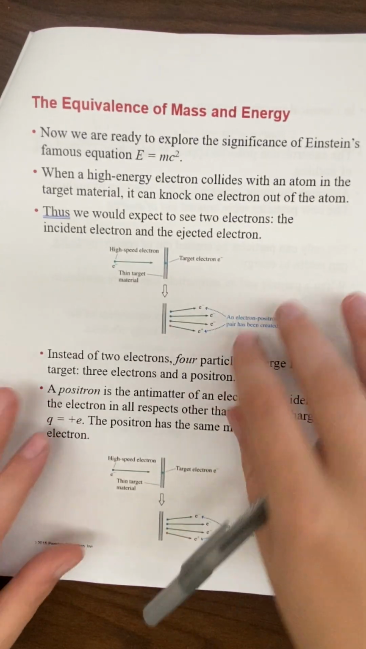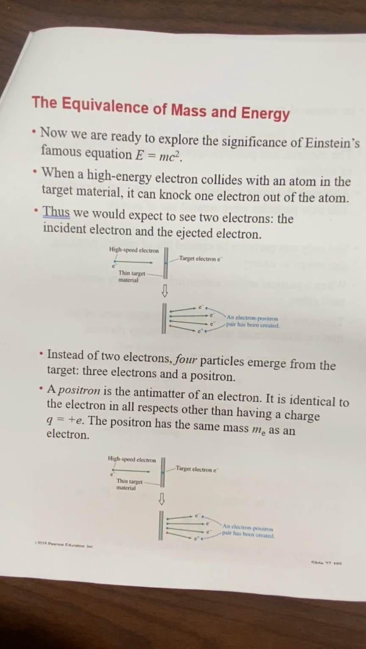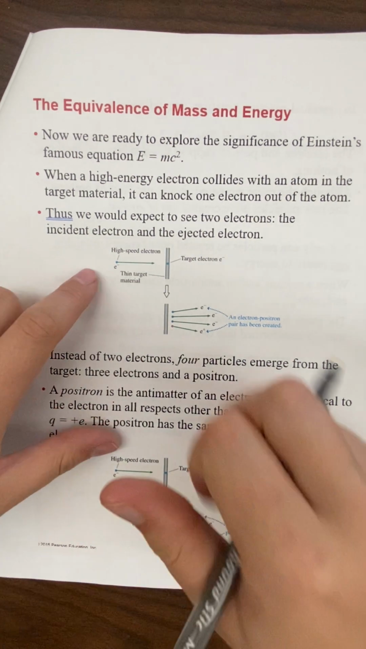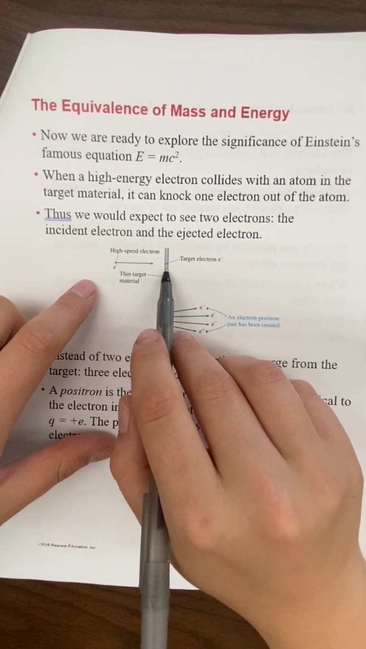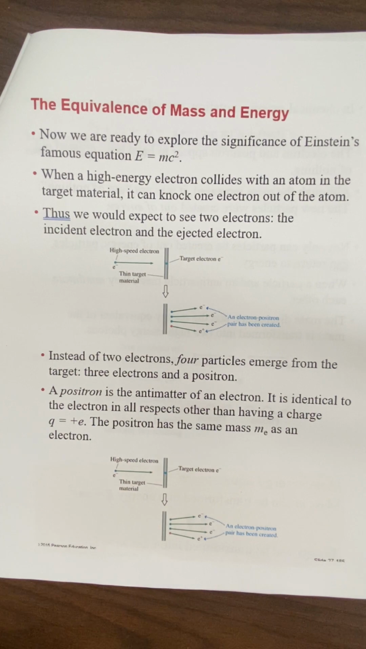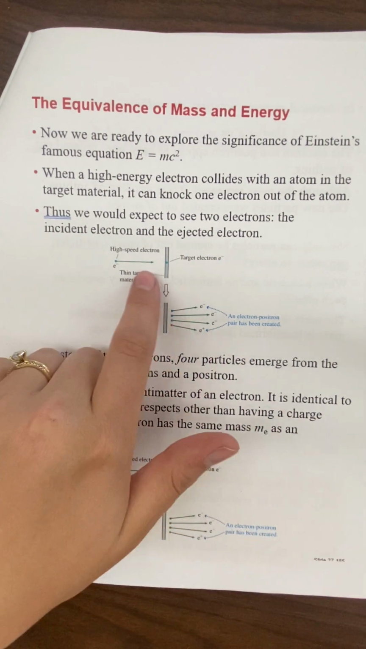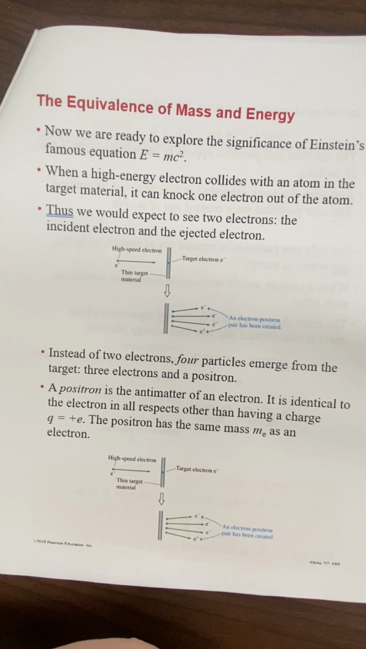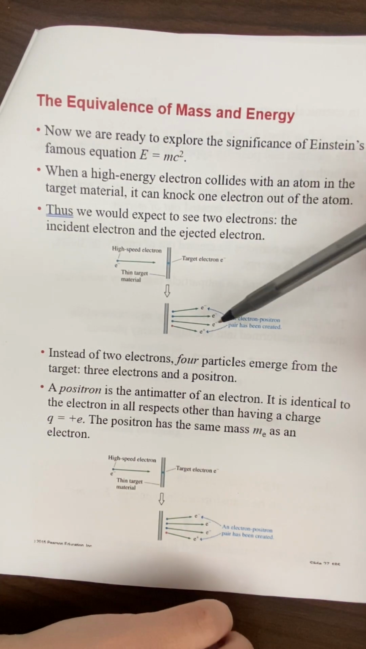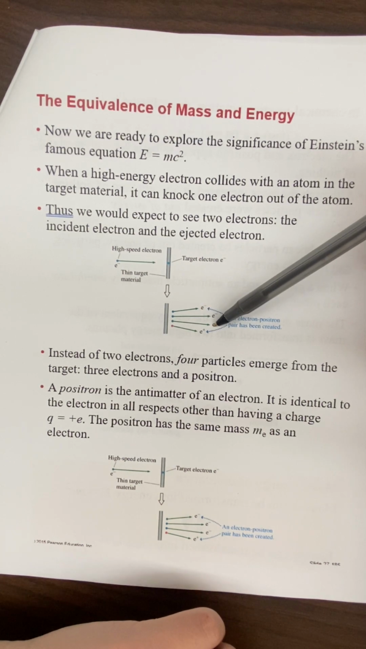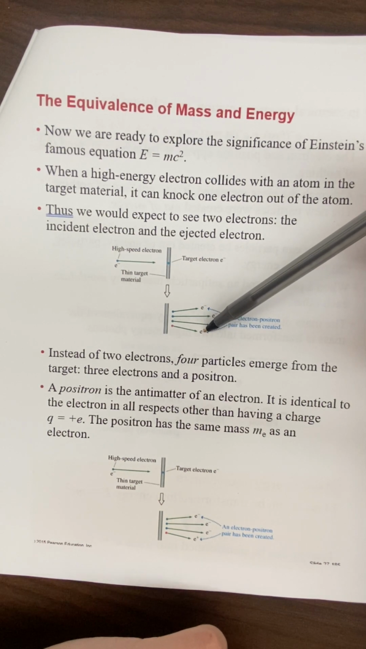All right, so let's talk about processes that actually convert mass into energy. So when we have a high energy electron colliding with an atom in a target material, it can knock out another electron. So here's an image of that. We've got a high energy electron and it's going to hit this target electron. What you'd expect to happen is to see it knock out that electron, and so 2 electrons would come out, the one that came in and the ejected target electron. Instead, we actually see 4 particles, and this can be detected in a lab. So 3 electrons are going to come out instead of just 2, and something called a positron.